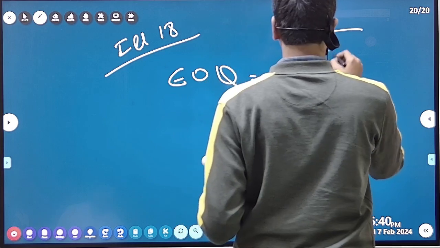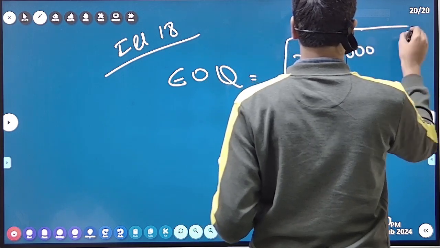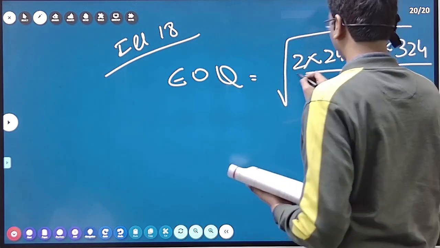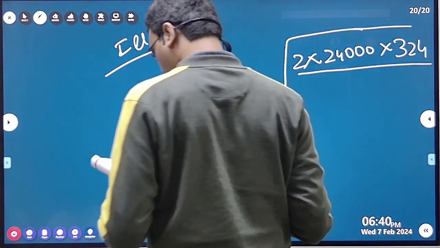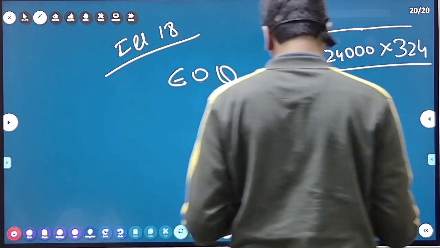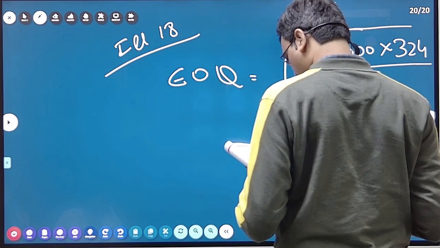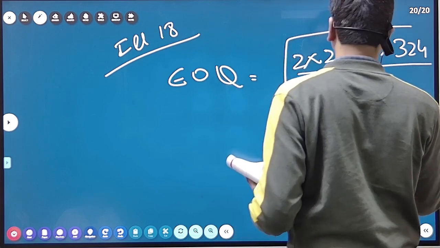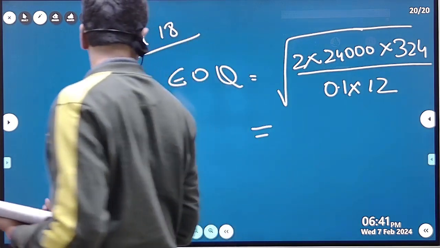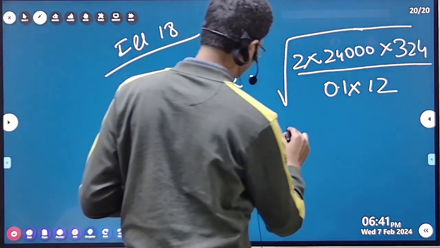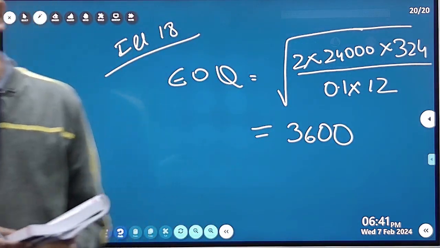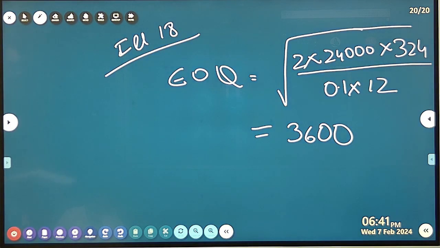So he has given us the total annual demand, that is 24,000. He has given us the setup cost or ordering cost, that is 324, and he has given you the cost of inventory. He says 10 paisa, that is 0.1 per month, so into 12 for the year. So this comes out to 3,600 units, correct? This is simple, direct substituting the values in the formula.